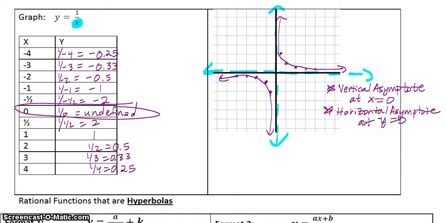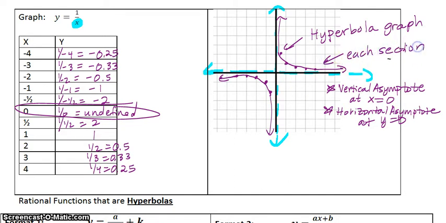A few things that you need to know. This graph is called a hyperbola graph, and each one of these sides we're going to call a branch. So each section is called a branch.